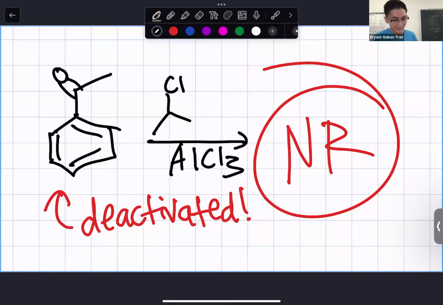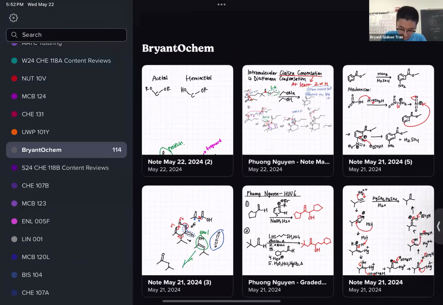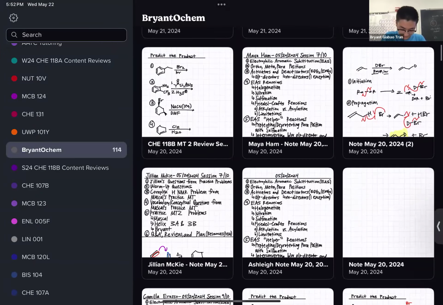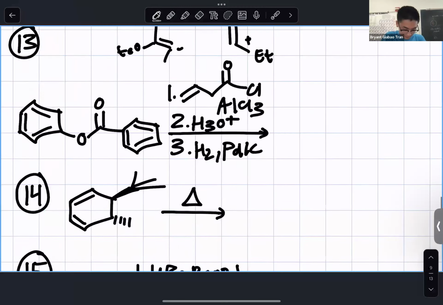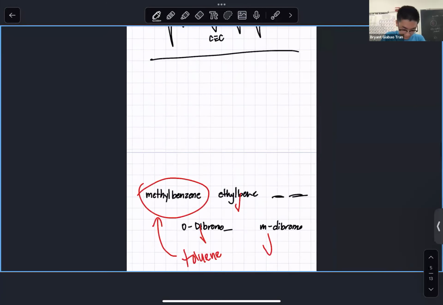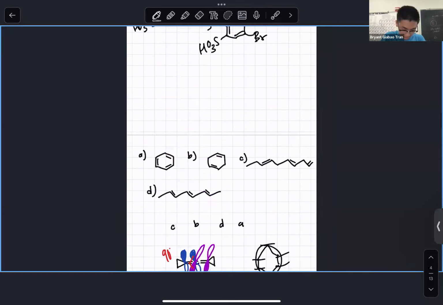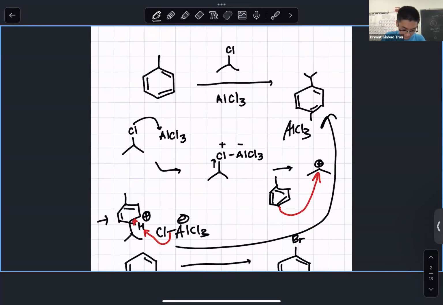Nice. Okay. Let's see. Aldehydes and ketones, yes. Trying to find that. No, no, the naming one.